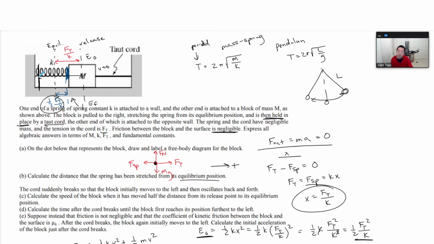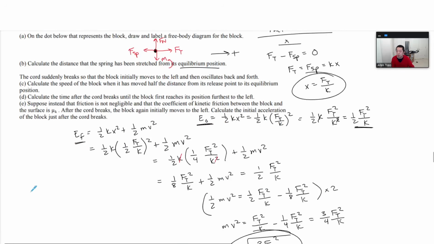Okay. Now, this is where the period equation comes in. The period is the time it takes to make one oscillation. That means go to the left and then come back to where it started. So to just go from the end all the way to the left is only half a period, 1/2 T. So what I want is 1/2 the period, which is 1/2 times 2 pi root m over k.